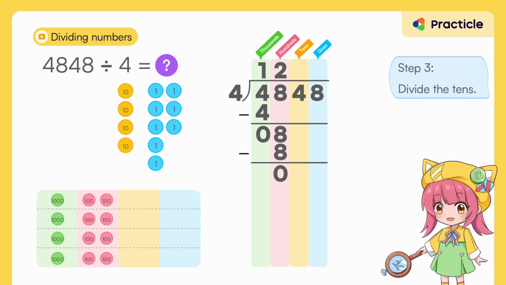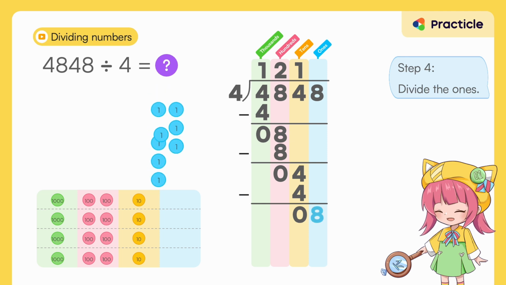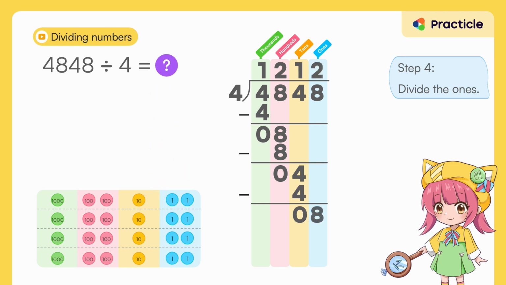Then, let's divide the tens. What is 4 tens divided by 4? 4 tens divided by 4 is 1 ten. Once again, we have no remaining tens. Lastly, let's divide the ones. 8 ones divided by 4 is 2 ones. There are no remaining ones.